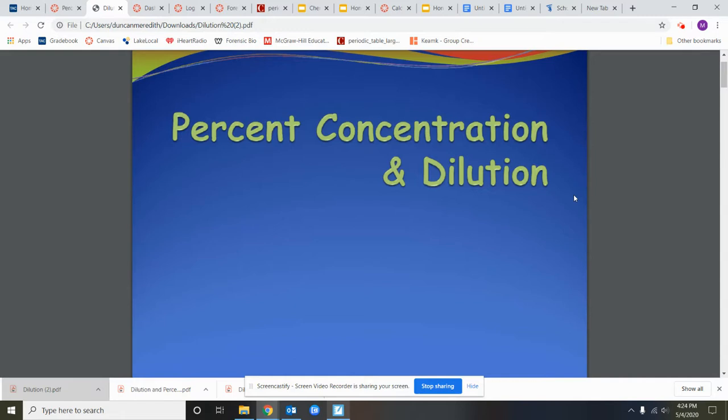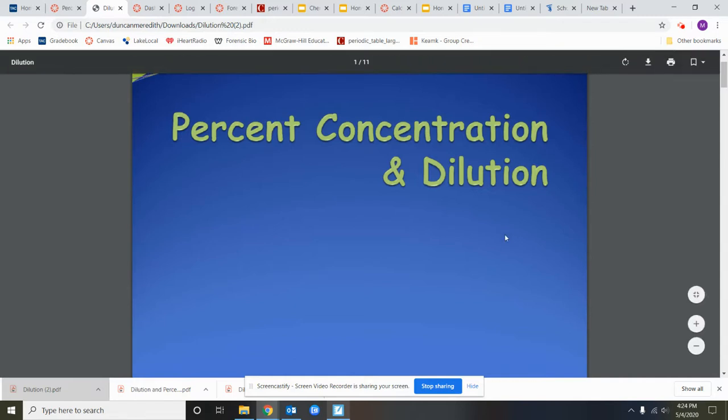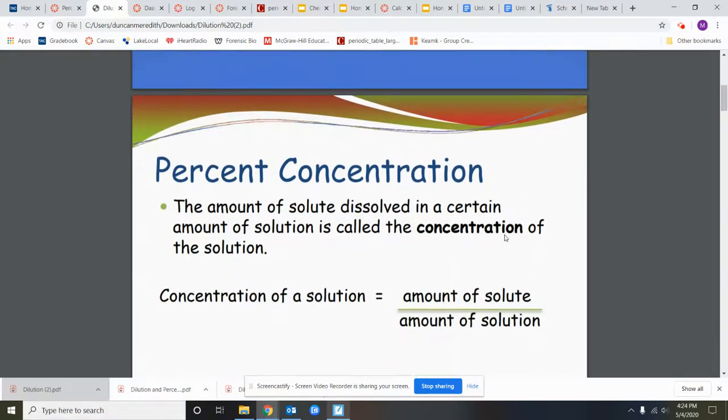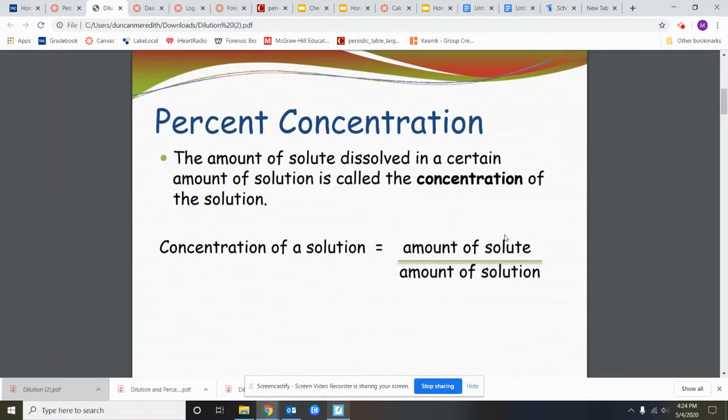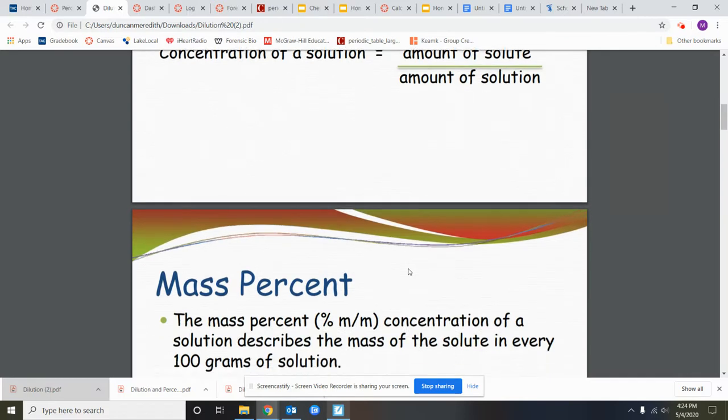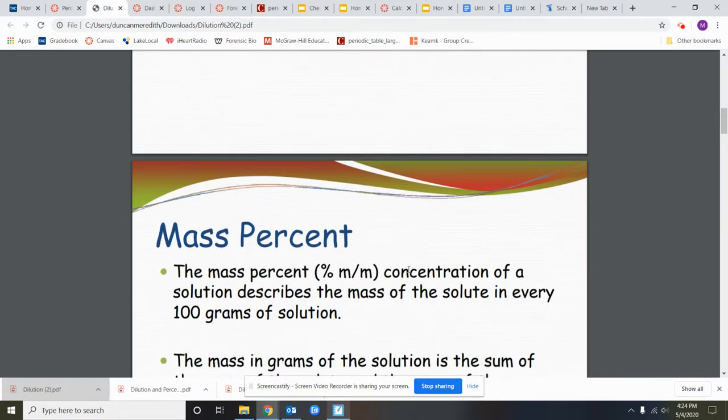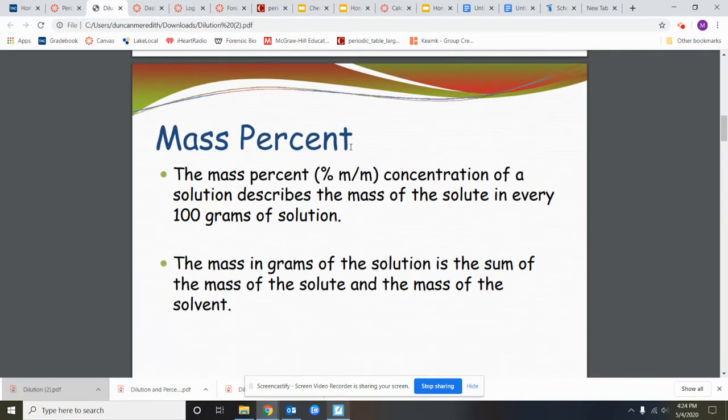I'm going to do a quick lesson on percent concentration and dilution. Percent concentration is just the amount of solute divided by the amount of solution. Remember that solute is present in the lesser amount. It's what's being dissolved. The solution is what the solute and the solvent make together. So whatever the amount of solute is divided by the amount of solution, this is going to be represented as a percent.